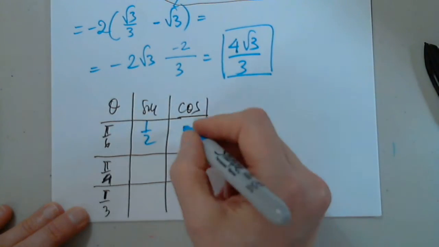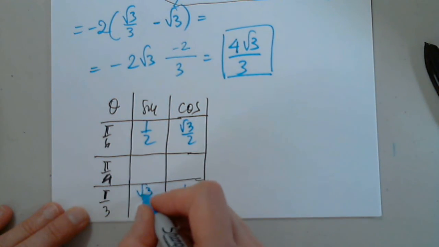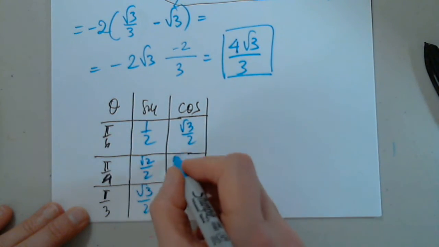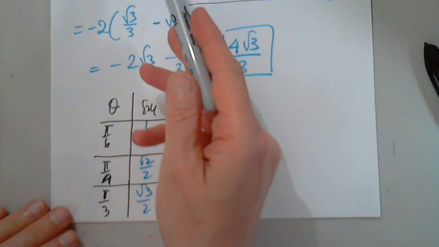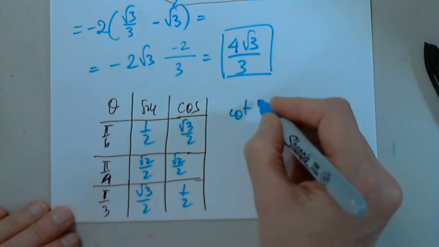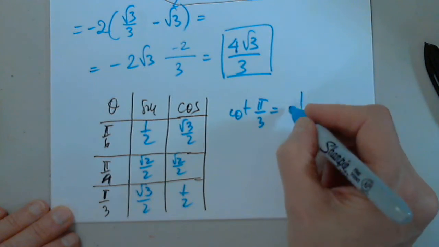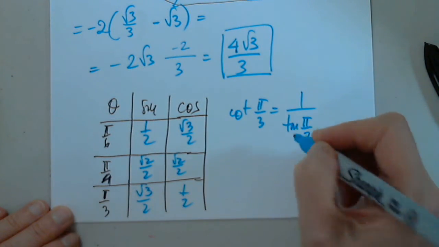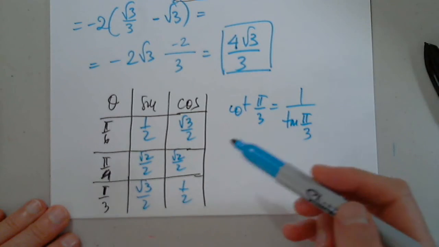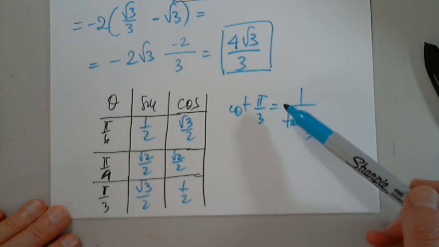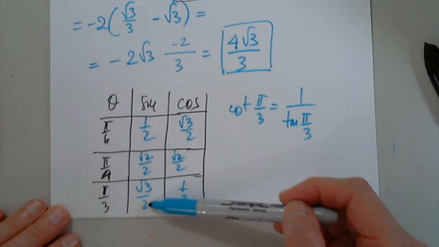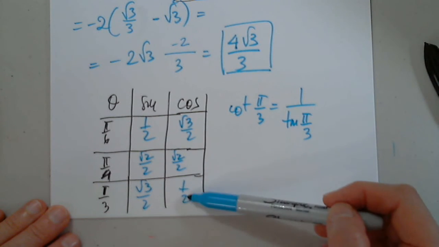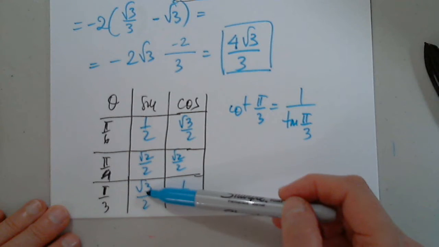1/2, 1/2, the square root of 3 over 2, the square root of 3 over 2, the square root of 2 over 2, the square root of 2 over 2. So if I'm asked, like, cotangent of pi over 3, this is 1 over tangent pi over 3. And what is tangent? Sine over cosine. So sine for pi over 3 over cosine, when I divide these two, I get the square root of 3.